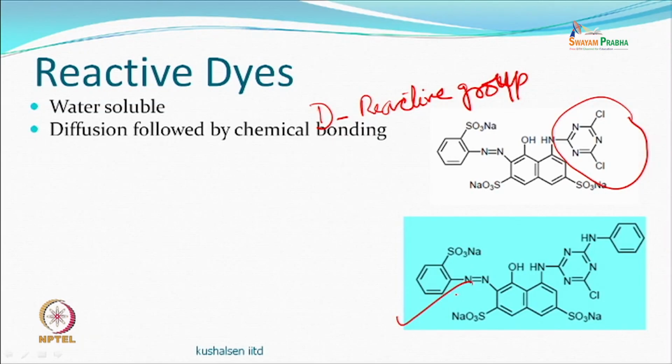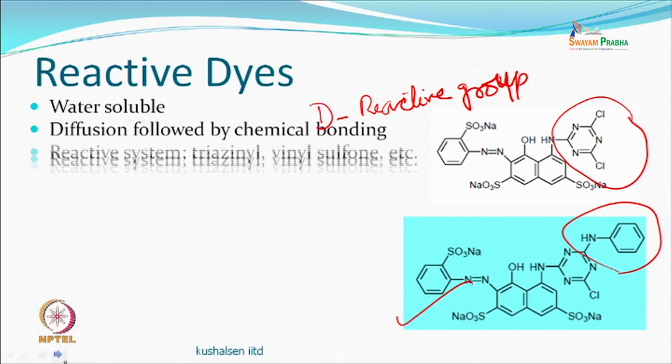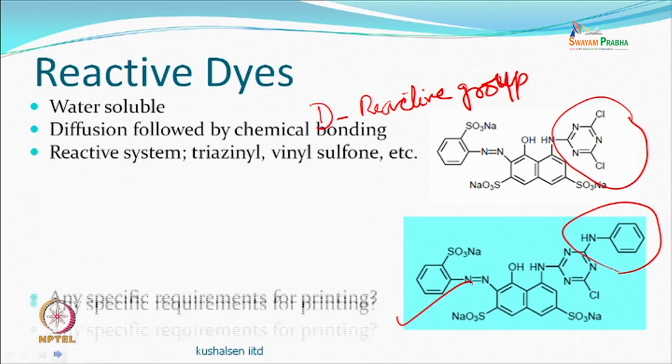So, you might prefer this dye, where one of the chlorine has been substituted by an amine. So, reactivity has gone down, and time required, temperature required will be high, but for printing it is a good idea. Saving time is not a good idea. So, these are some of the reactive groups.